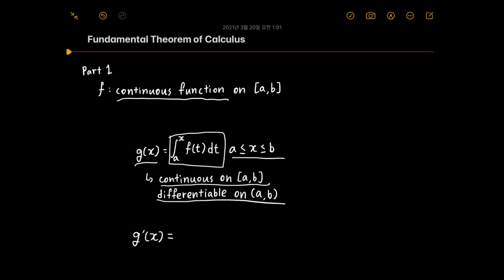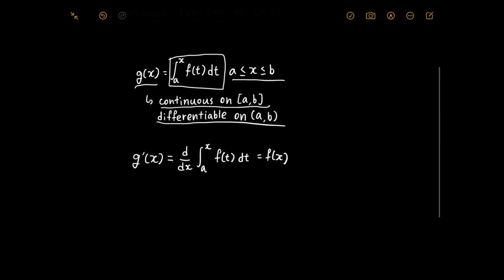Then g prime of x is equal to d dx of the integral from a to x of f(t) dt, which is equal to f of x. Therefore, g prime of x is equal to f of x. This is the first part of the fundamental theorem of calculus.